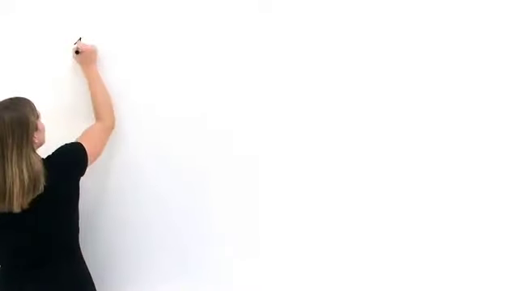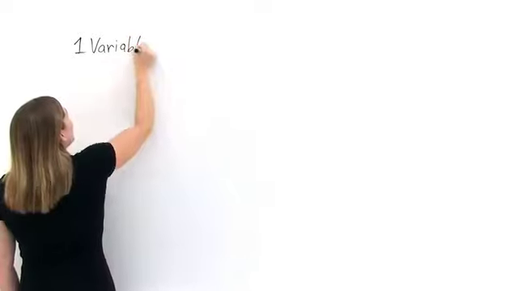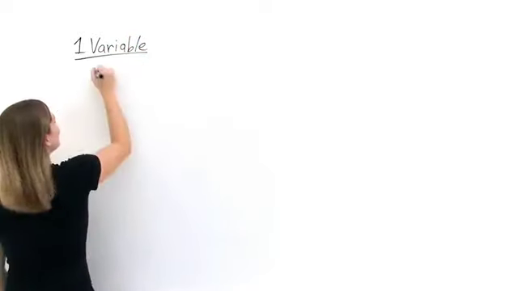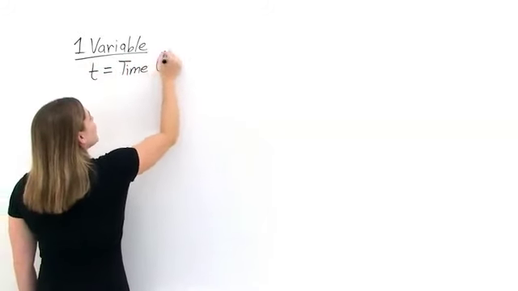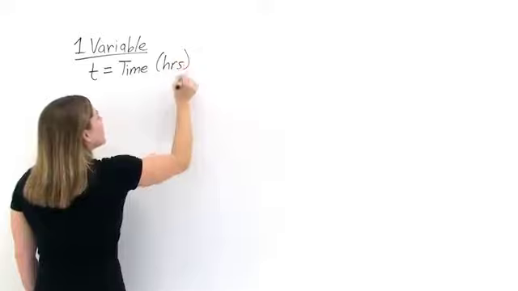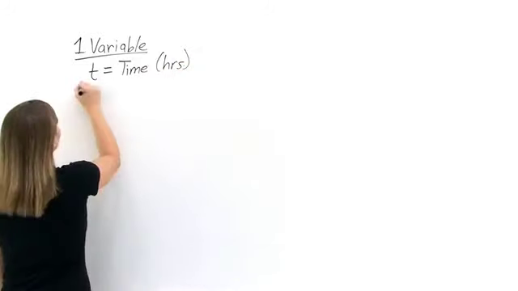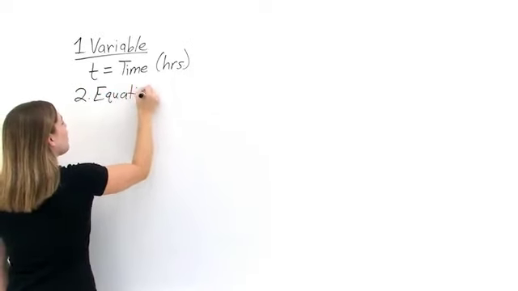In this problem, we're trying to figure out how much time it takes Bill and Jason to wash one car together. So we need to pick a variable to represent that time. Let's pick t. T sounds like a pretty good variable to represent time. This time will be in hours. Now that we have a variable picked, let's look back at our problem and see if we can figure out an equation that includes t.